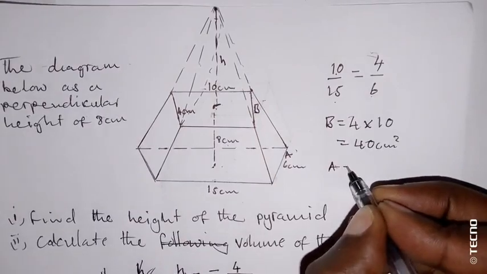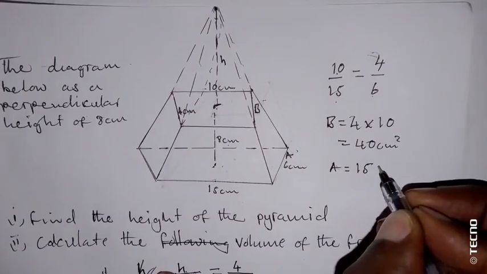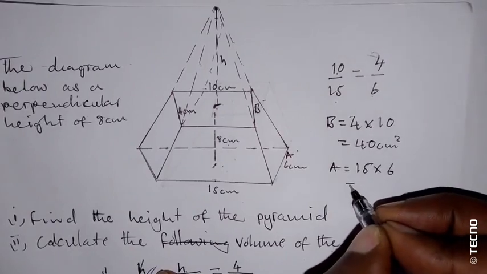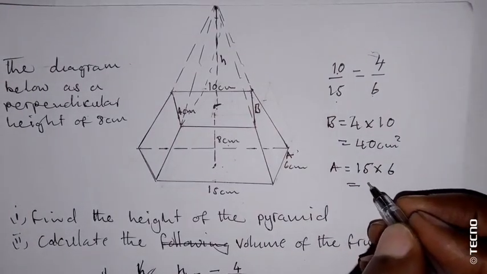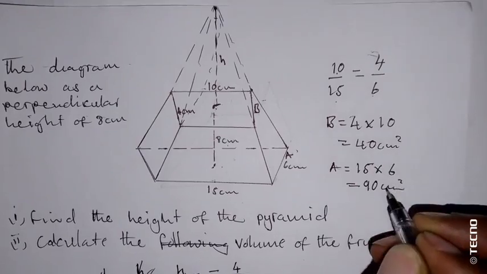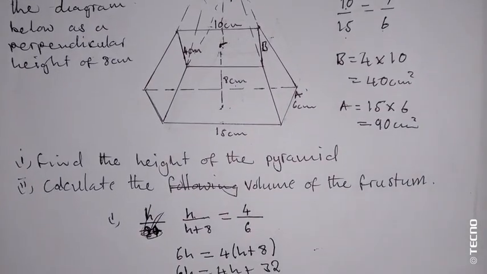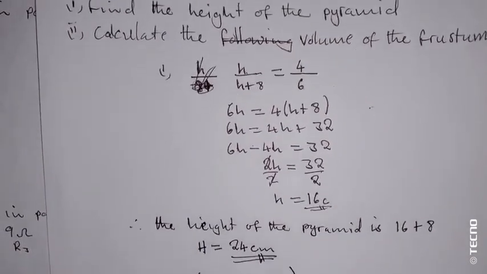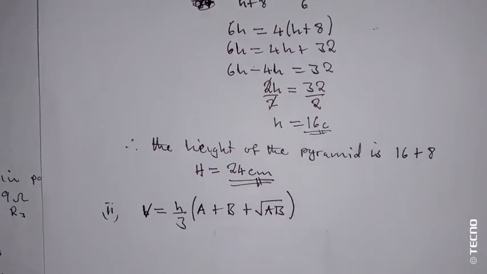For A here, we have 15 by 6. So now what is 15 by 6? Using a calculator, 6 by 15, it's giving us 90 centimeter squared. So these are the values that you are going to replace where there is A and where there is B in the given formula, the formula that you've come up with. So here we'll just replace.